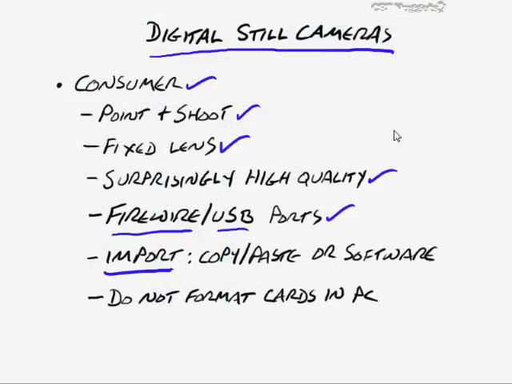Alternatively, your camera may come with some kind of software that, as soon as you insert the card or attach the camera via USB or FireWire cable, will automatically detect the presence of those images and then offer to import them for you into an appropriate folder or directory of your choosing. So once again, you can just manually copy and paste, or you can use whatever software came with your camera. They both do fine. One thing to keep in mind is do not format your cards directly in the PC.